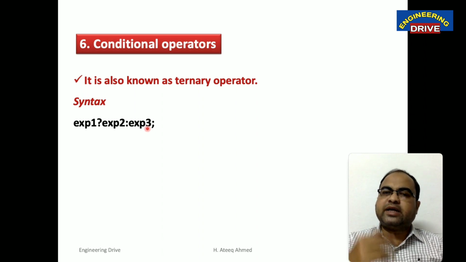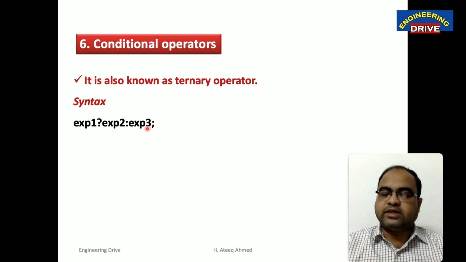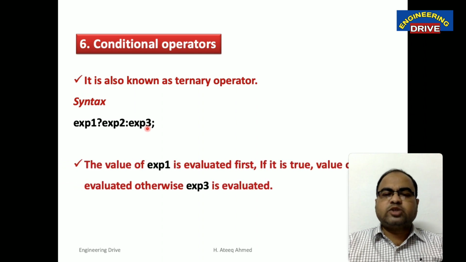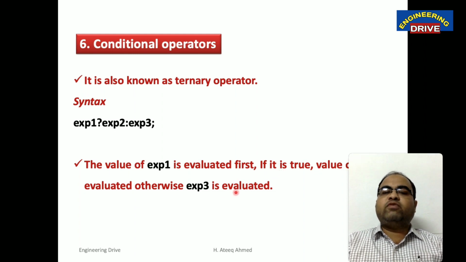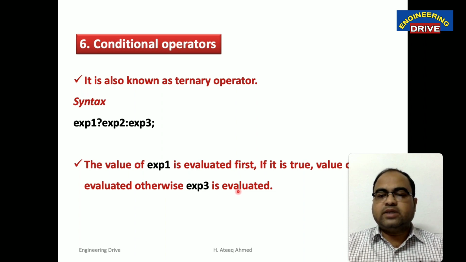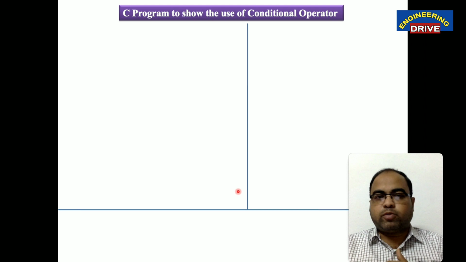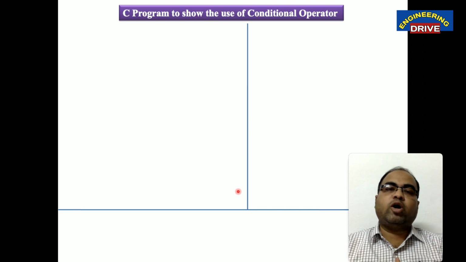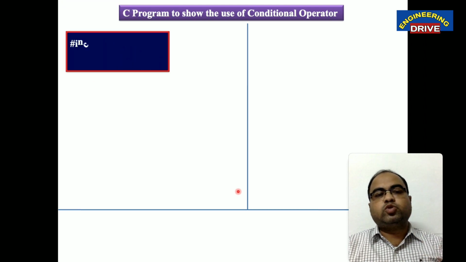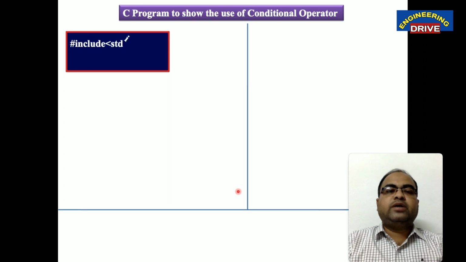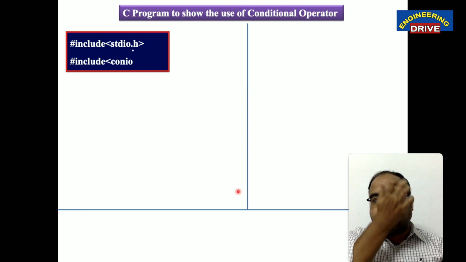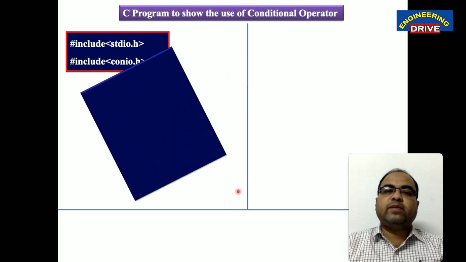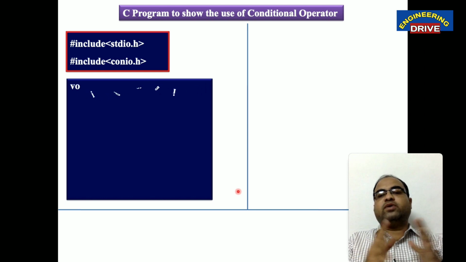Sir, how will it work? Can you clear it with one example program? Yes, let us see now. The value of expression 1 is evaluated first. If it is true, the value of expression 2 is evaluated, otherwise expression 3 is evaluated. Now let us see one example program to show the use of the conditional operator. So let us start with the two header files again, stdio.h, standard input output, and then the second header file conio.h, console input output. So this is our C program.